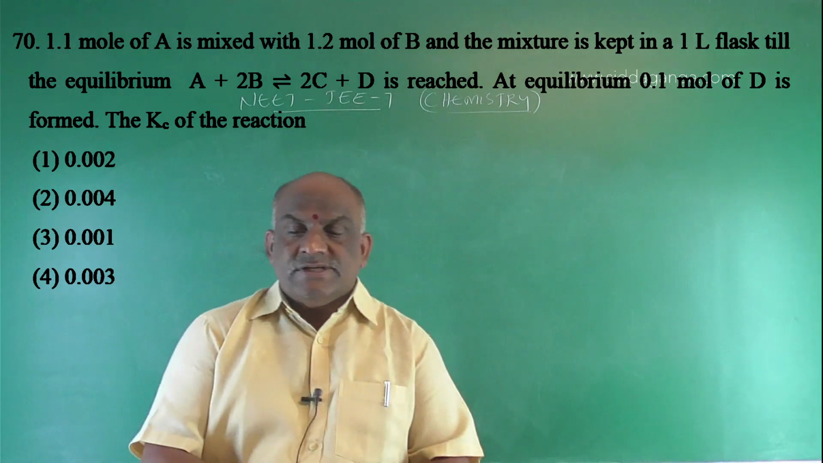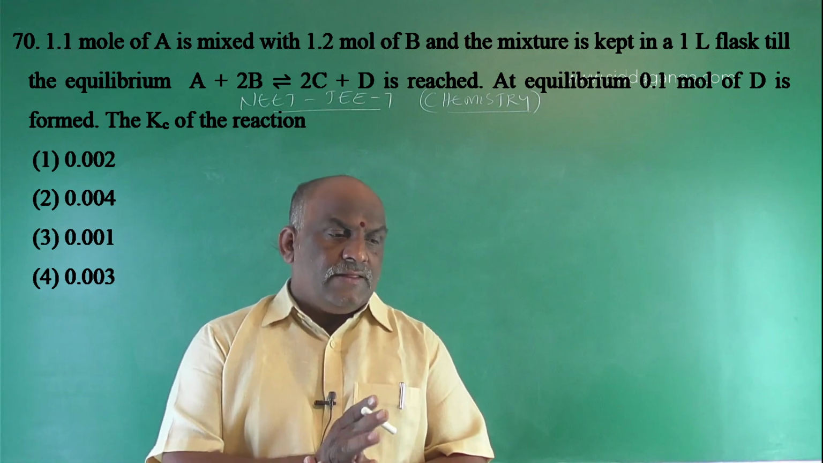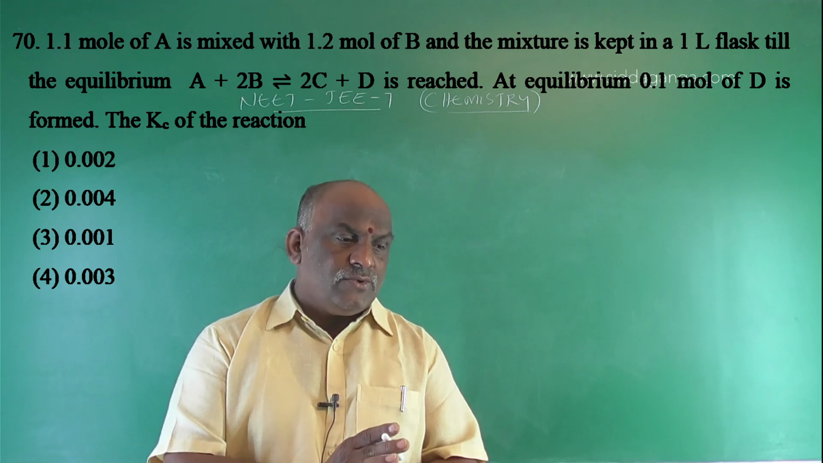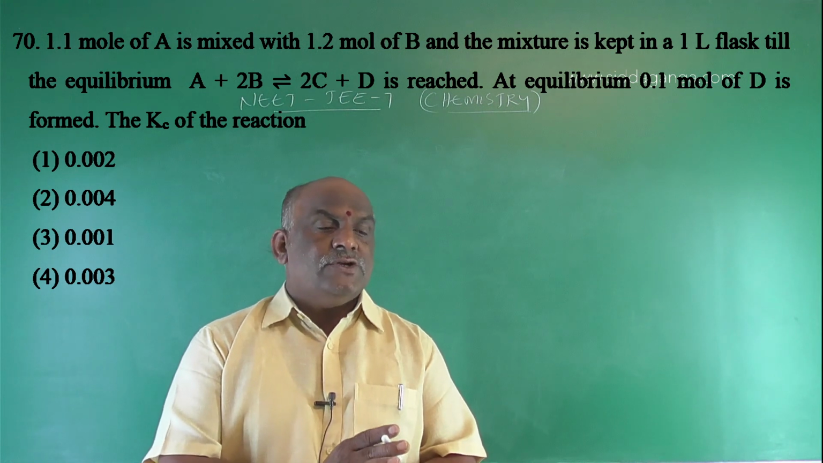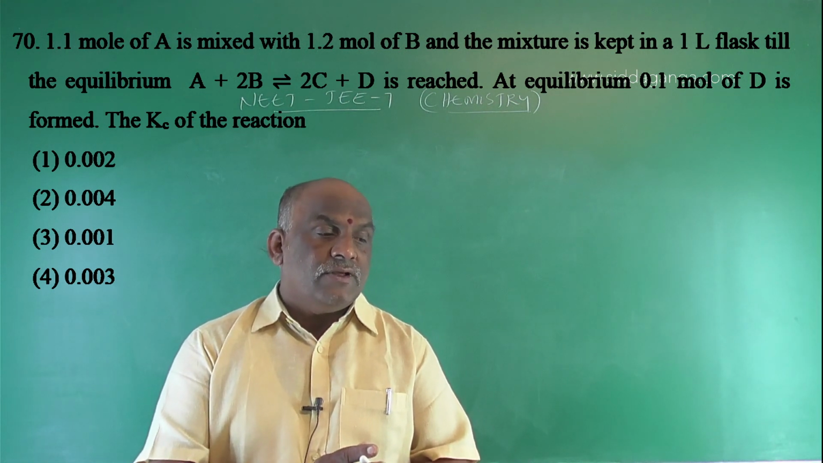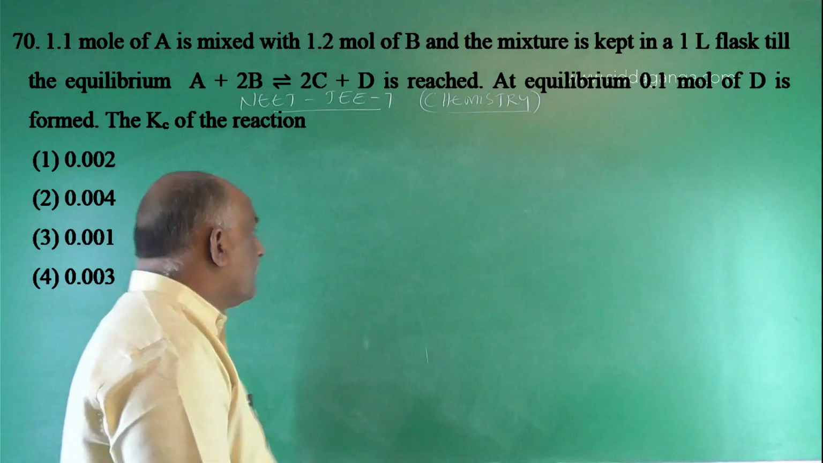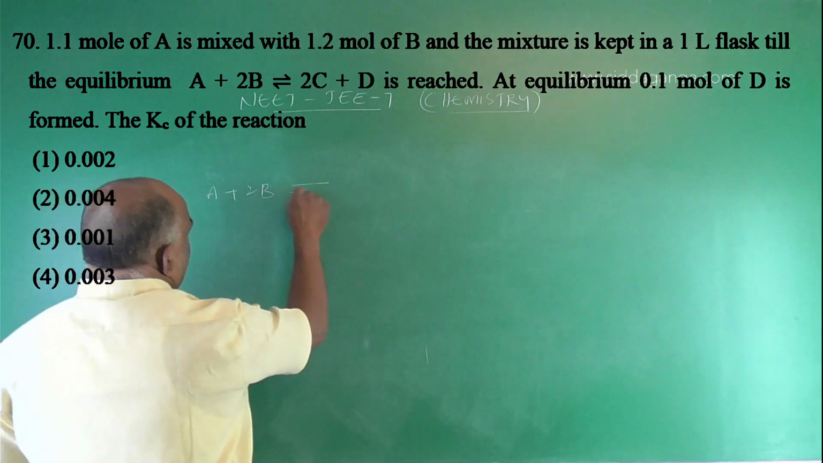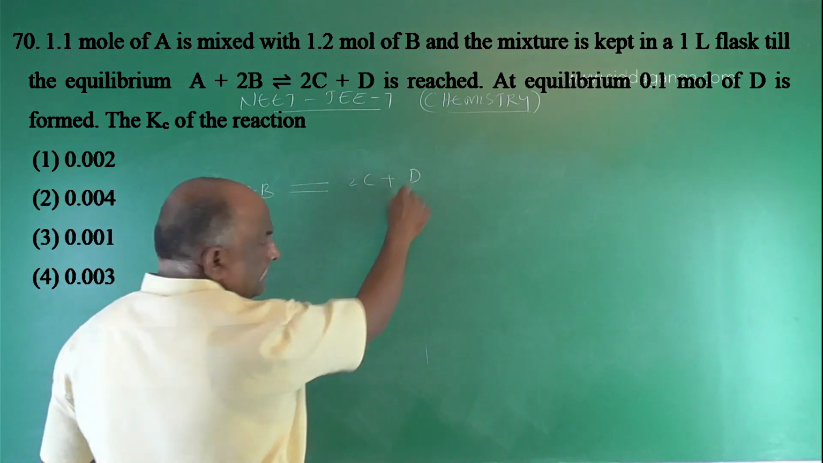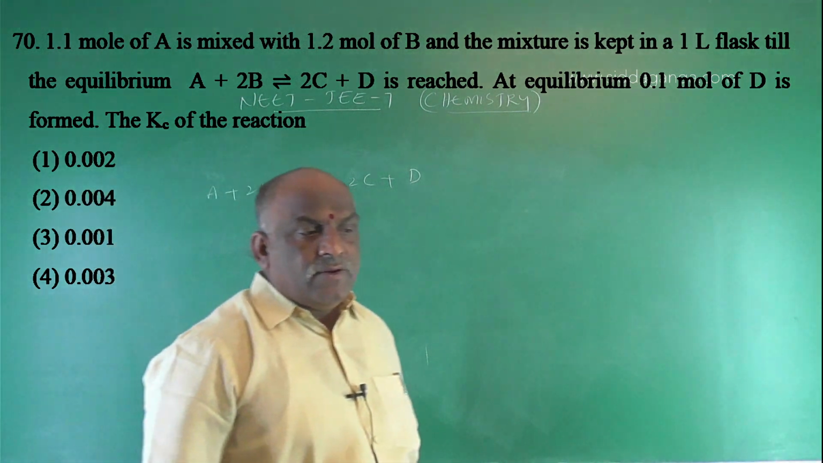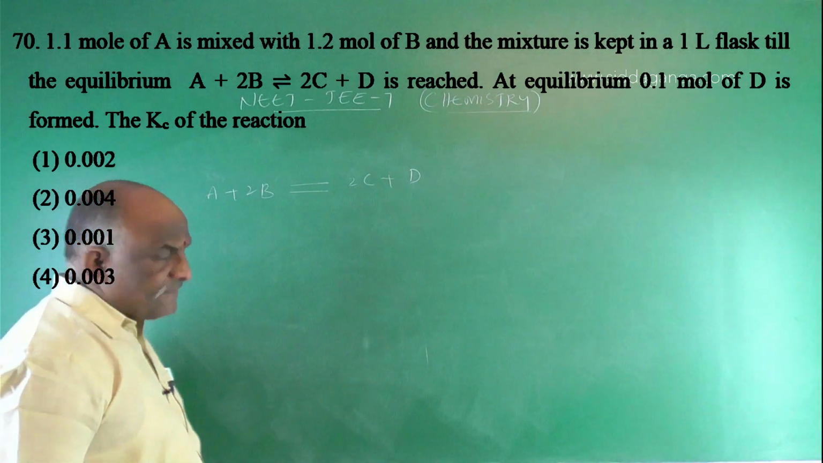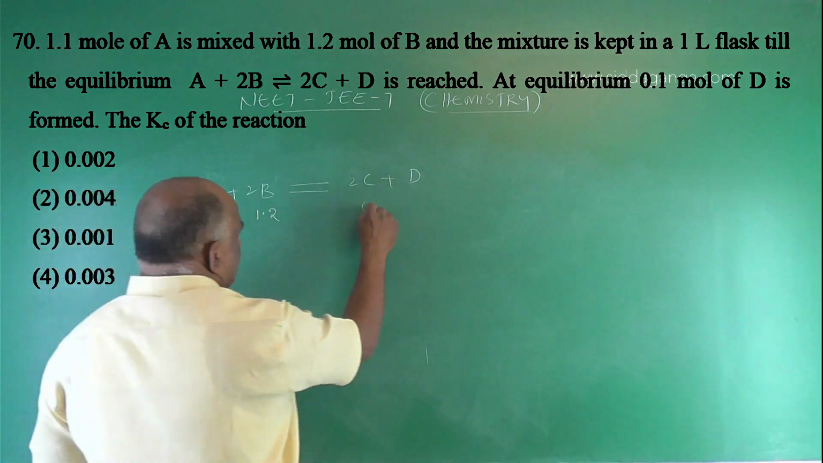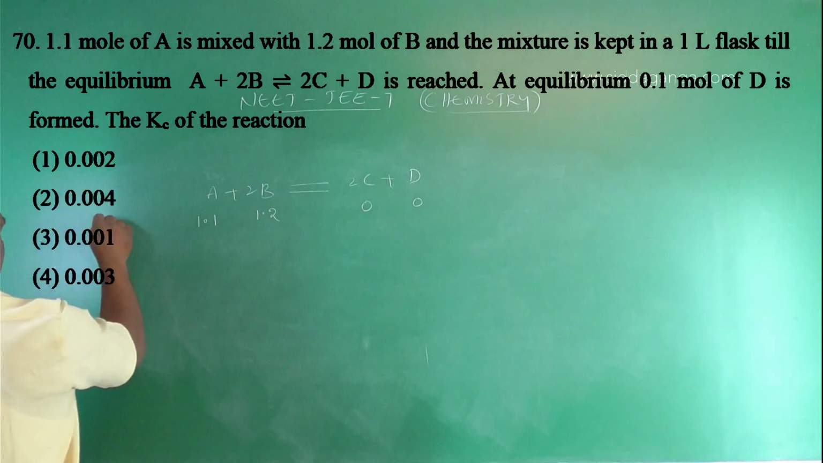1.1 mole of A is mixed with 1.2 mole of B, and the mixture is kept in a 1 liter flask till the equilibrium A plus 2B, equilibrium 2C plus D, is reached. At equilibrium 0.1 mole of D is formed. The Kc of the reaction is what? This is an important question. A plus 2B equilibrium 2C plus D, given 1.1 mole A, 1.2 mole B. This is 0, this is 0.